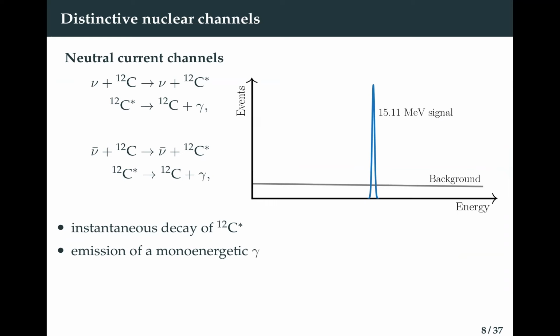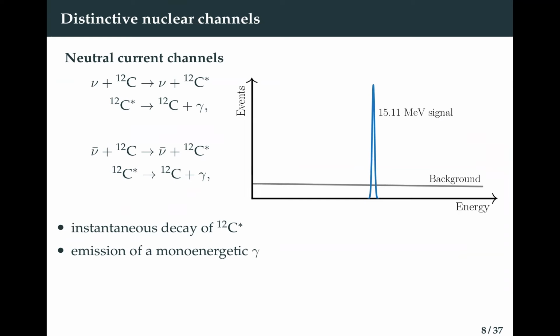Then the channels that we focused on, the first of them was to detect all flavors of neutrinos, so kind of get the normalization of the atmospheric neutrino flux. And this is the neutral current channel with carbon, which produces the 15.11 MeV excited state, and that state de-excites by emission of a monoenergetic gamma ray.